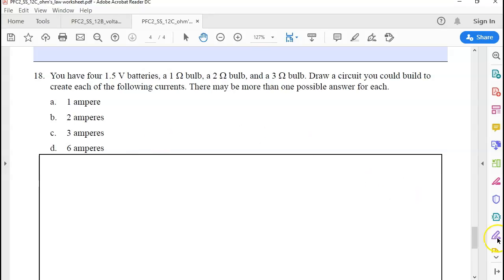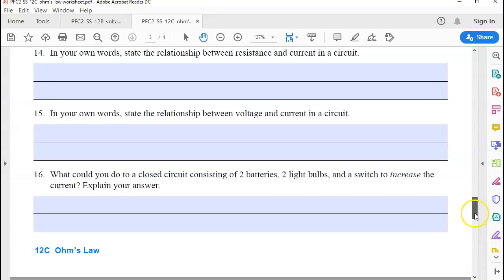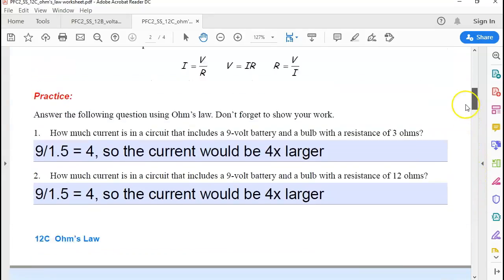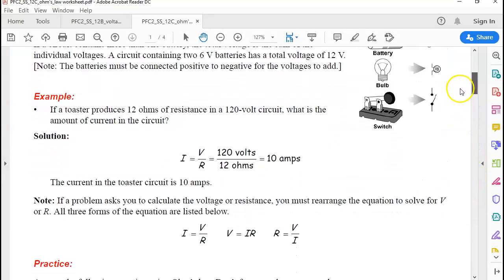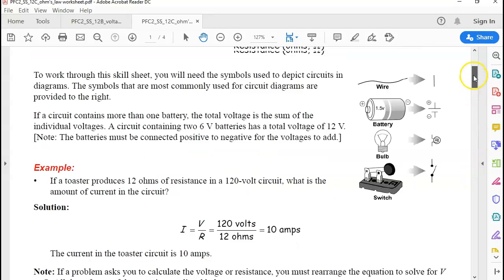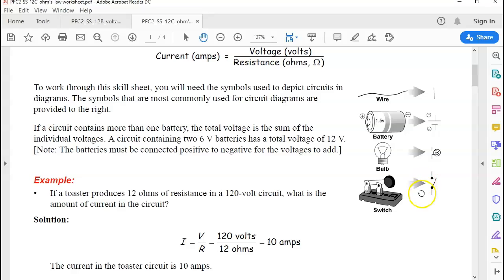All right, so hopefully this was helpful to help you get done with this sheet. I didn't answer everything, but you've got some hints. Okay, everything kind of goes with this formula here. And then remember, when you're drawing your pictures, we got kind of the symbols up here if you need them as well.